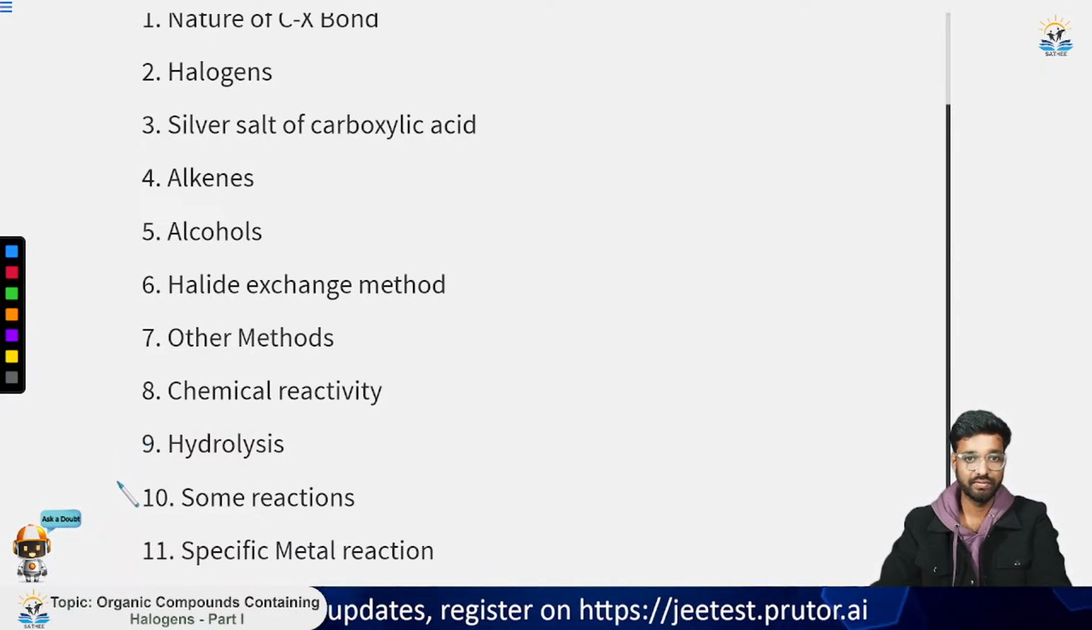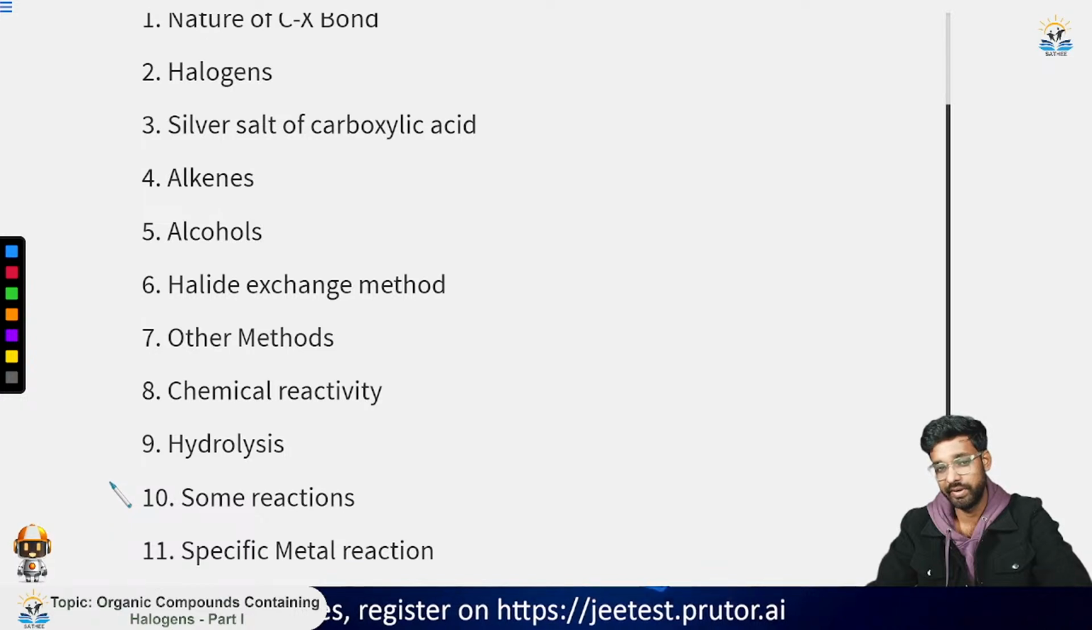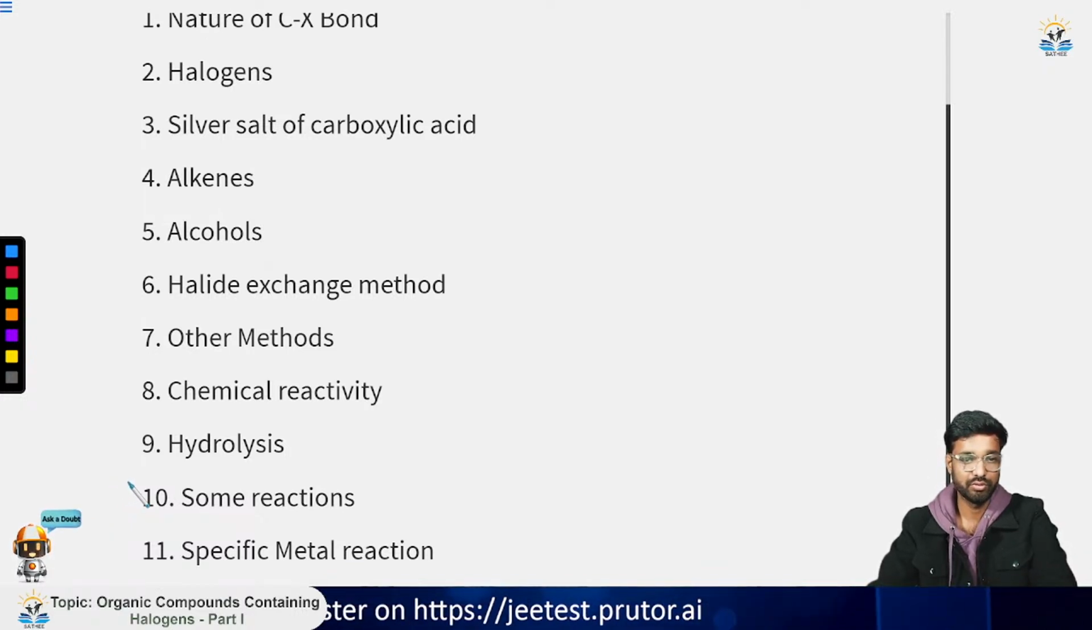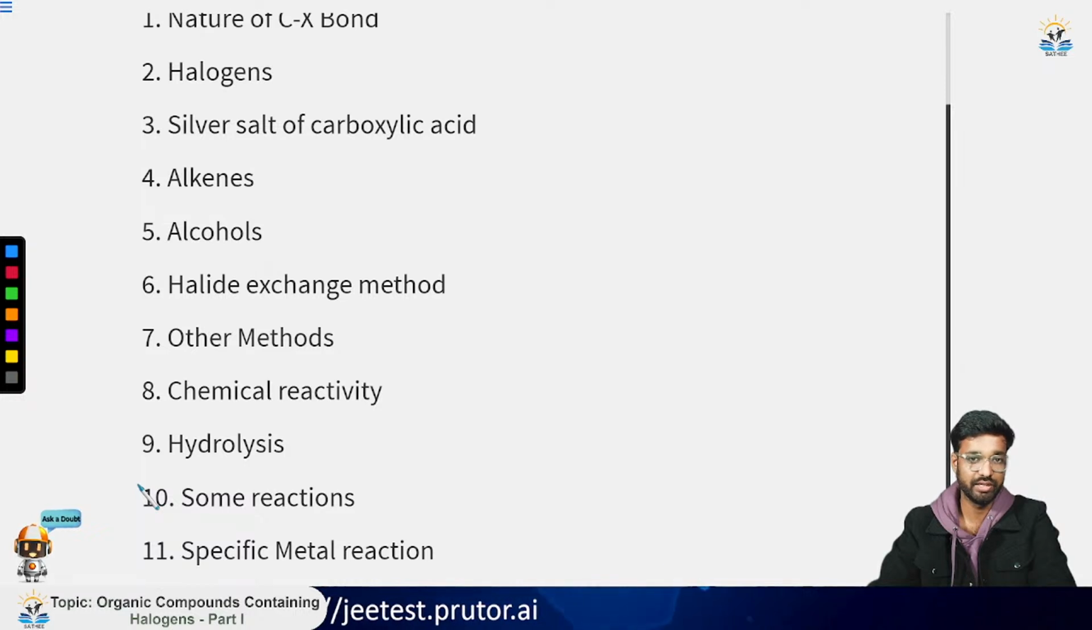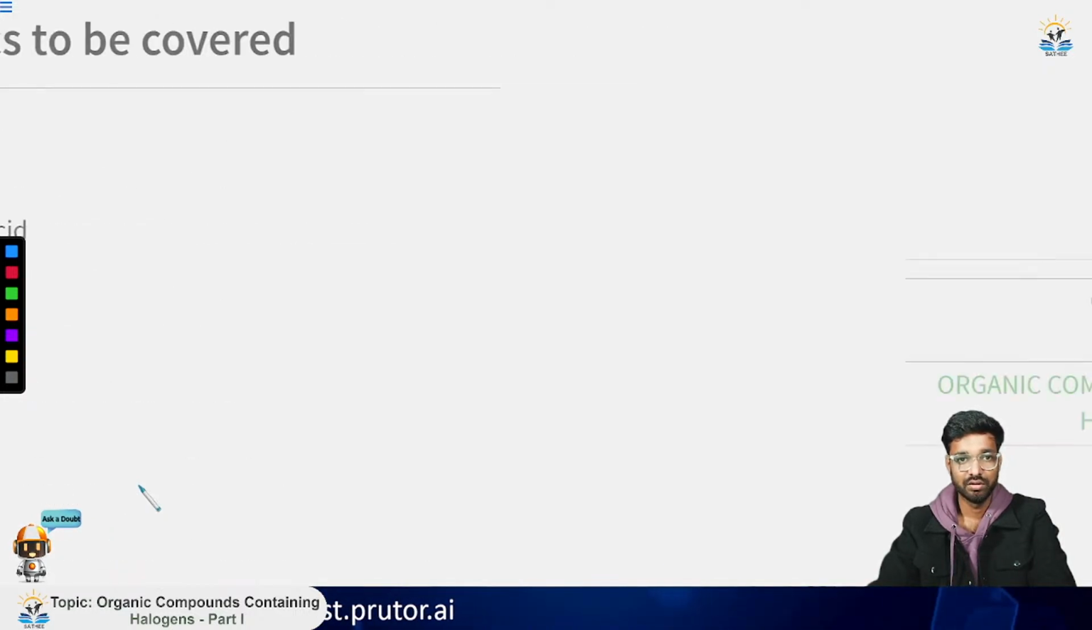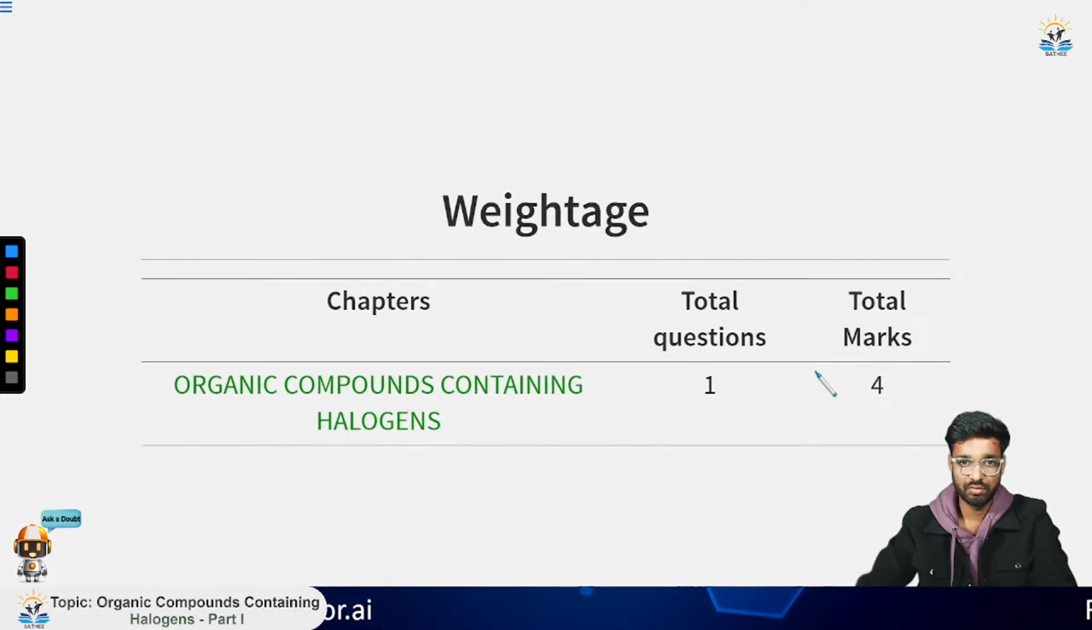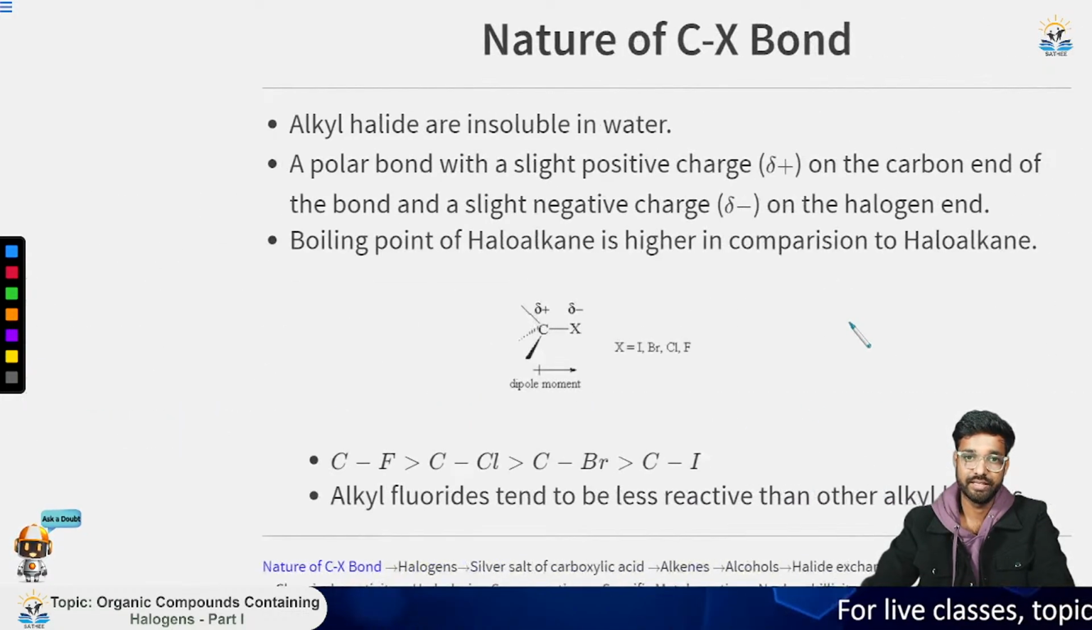Children often get confused about when to use SN1 and SN2, so I made a flowchart for that. You can use it for reference for most of the reactions, whether it will be E2, SN1 or SN2. Coming to the weightage, on average one question is asked from this chapter, and it carries 4 marks.